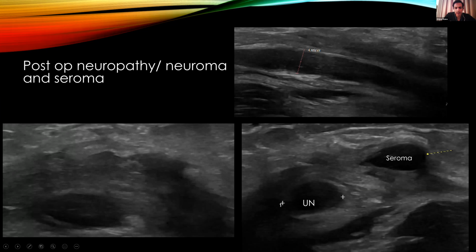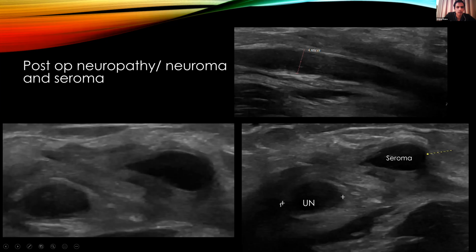More complicated cases can also be picked up with ultrasound, in which case it might not be only hypermobility which is causing the problem. There might be other things going on. This again is a post-operative patient who developed a post-operative neuroma as well as an adjacent seroma with scar tissue. All of those were combining to give ulnar neuropathy.